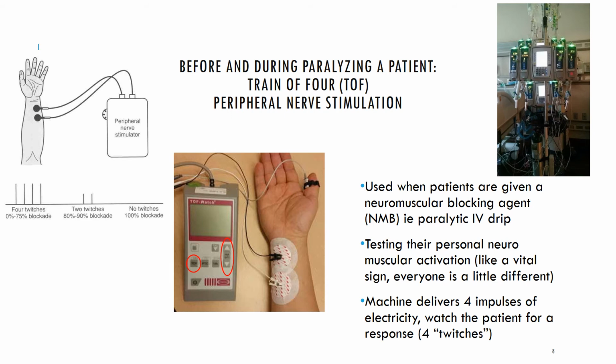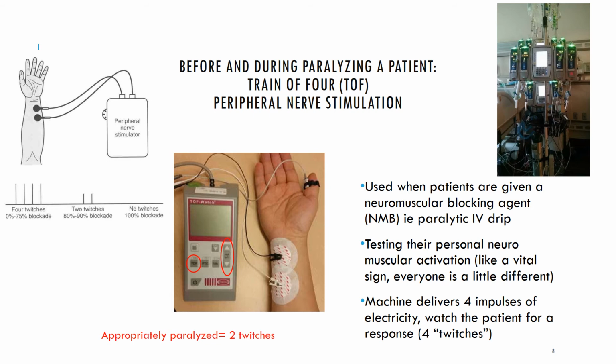So you can see we want a happy medium. We don't want 4 twitches so all the signals get through when we hit that TOF button. But we don't want 0 twitches either. We don't want them 100% paralyzed. So therefore, when we use the TOF button, when we use the train of 4, we want to see 2 twitches in response to getting those 4 impulses from a device. So in a sense, when you think about this, if you see more twitches, that means more signal went through and we are not blockading enough. Less twitches, less signal went through, we are blockading more.